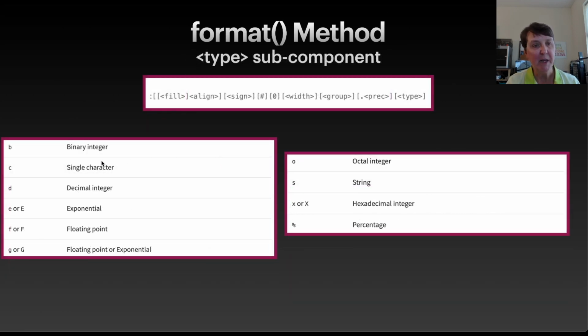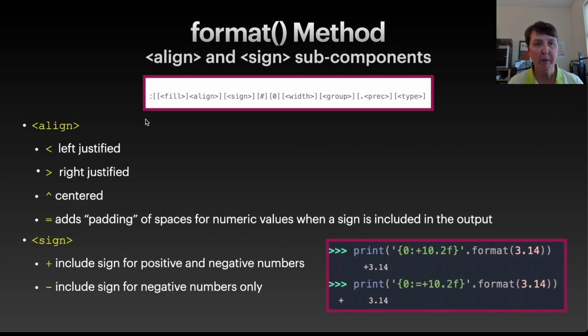Just a little bit more on the type. You can see we can do binary, single characters, decimals, exponentials, floating points, octals, strings, hexadecimals, percentages. So there's a lot of types we can use with the format method. A little bit more about a couple of the subcomponents. Align is pretty useful. You can do left justified, right justified, centered, and you can also pad spaces for numerical values when a sign is included in the output, so that can be useful as well.